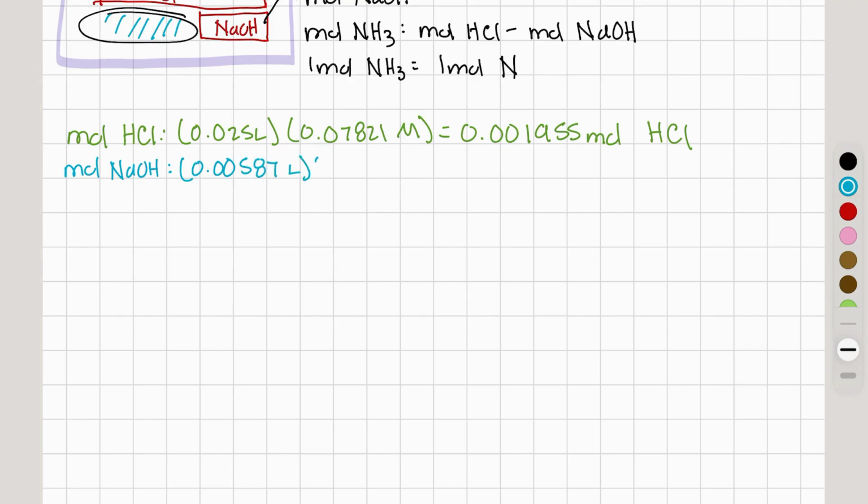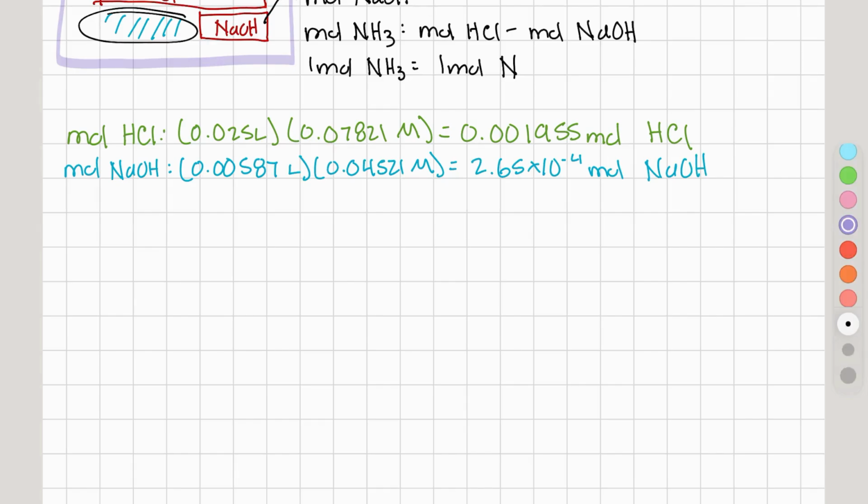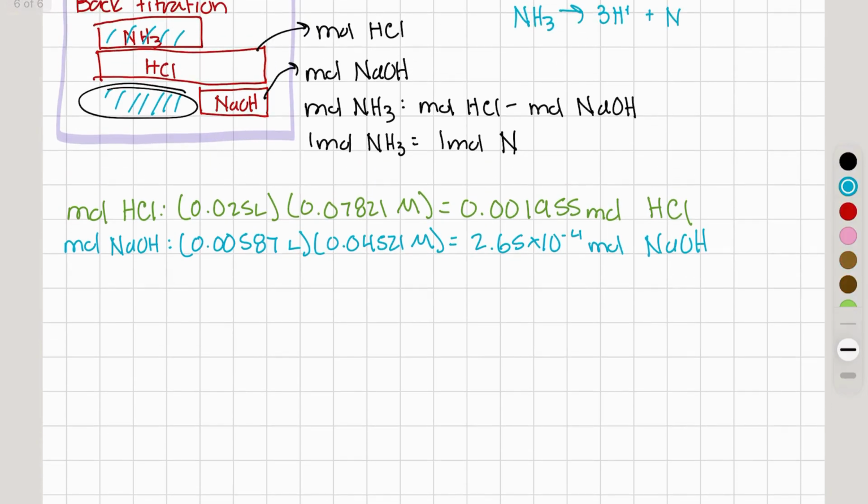But that means our moles of NaOH are going to be 0.00587 liters times 0.04521 molar. And that gives me 2.65 times 10 to the negative 4 moles of NaOH. Alright, so at this point, we have done this. We've done this. And so we are right here.